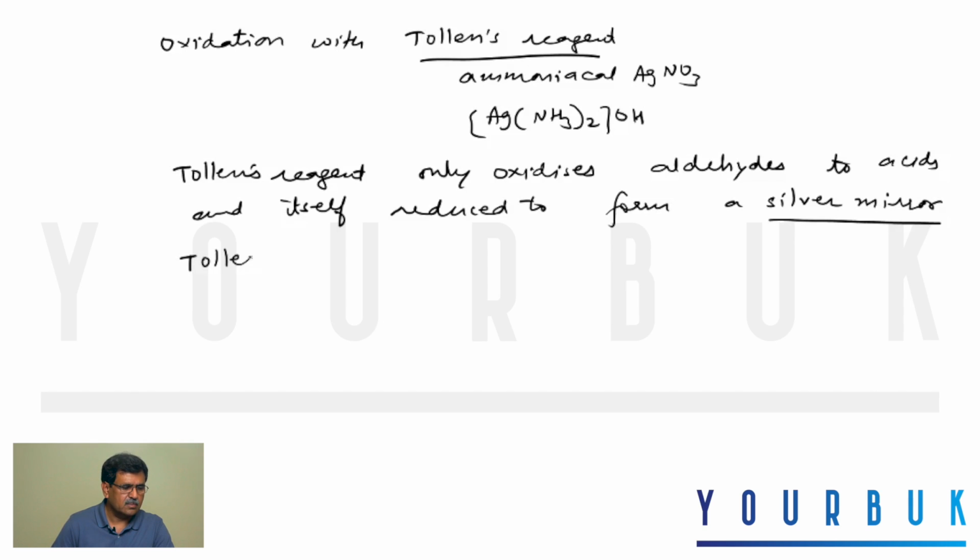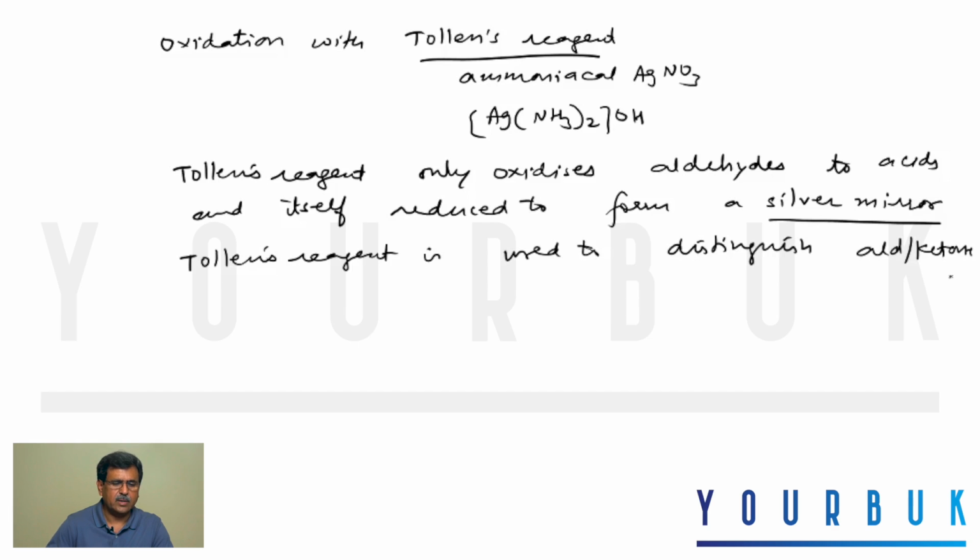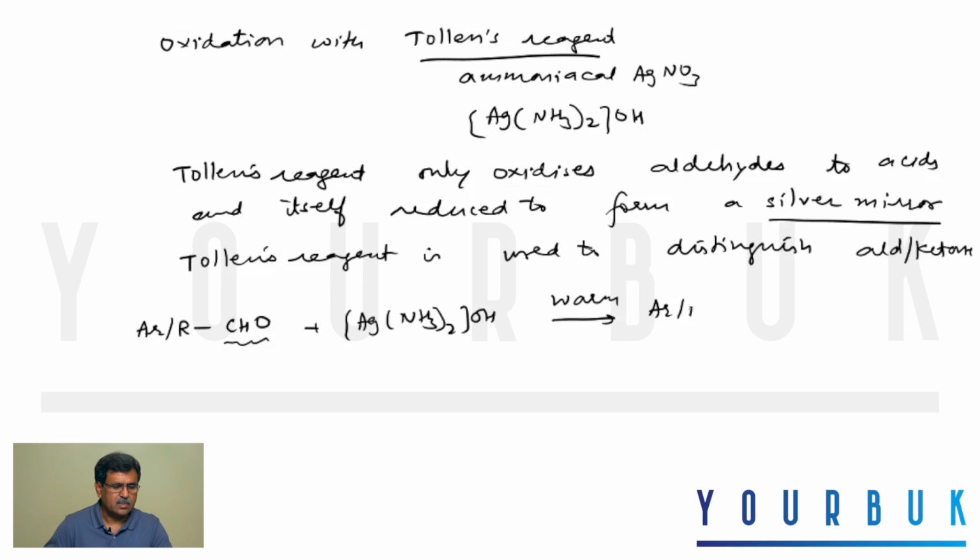So Tollen's reagent is used to distinguish aldehydes and ketones. Whenever you have to write a test, you prefer the Tollen's reagent test. Now this is the equation involved. This is the aldehyde group, and on oxidation with Tollen's reagent, Ag(NH3)2OH, it gives a salt which can be acidified to give the final acid, and it gives a silver mirror.